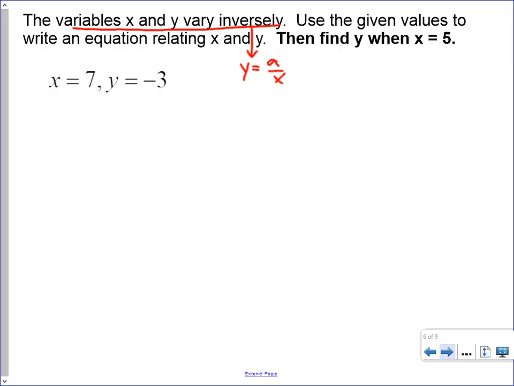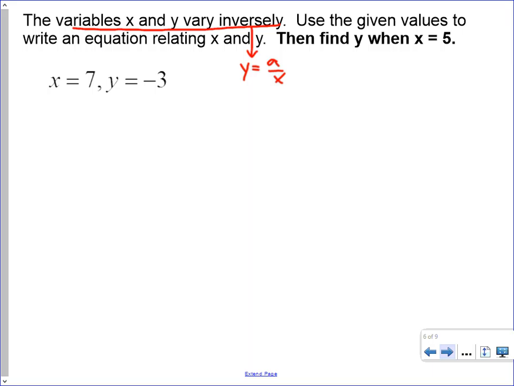It won't matter if you write y equals a over x or if you write x equals a over y. Either is acceptable. You will get different a values for those two equations, but both will work and be valid. So it'll just be different depending on what you plug in.